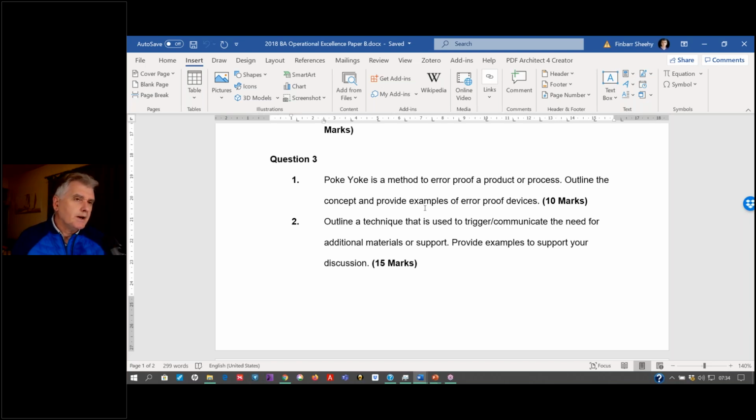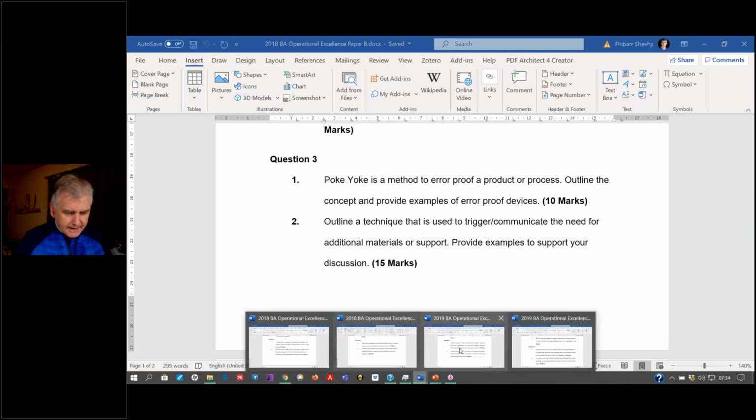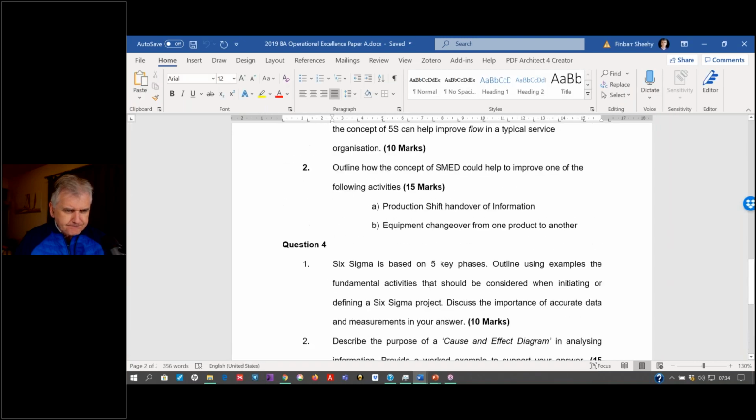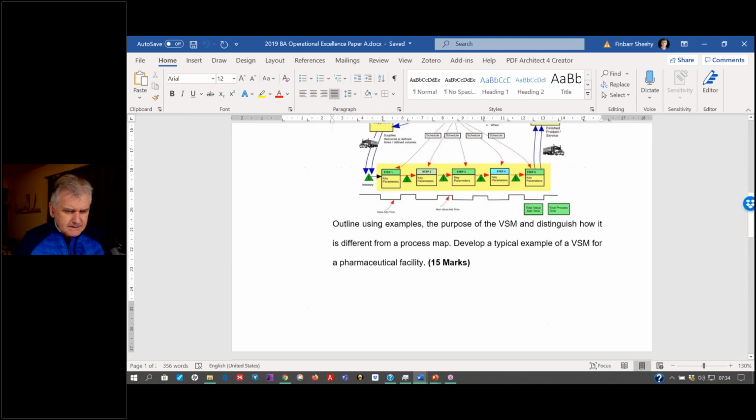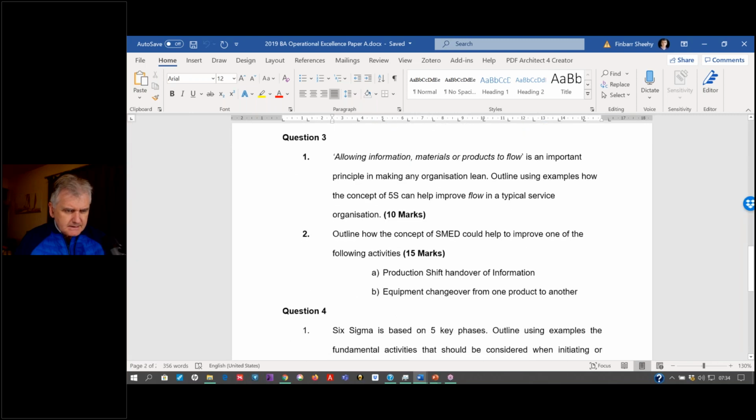So by all means, if you want to draw it in Excel, if you want to draw it in Word, if you want to draw diagrams, that's absolutely fine, whatever you're more comfortable with. Like I said, you won't get more marks for it. Let's have a look at one or two more in that kind of space. So we looked at that.